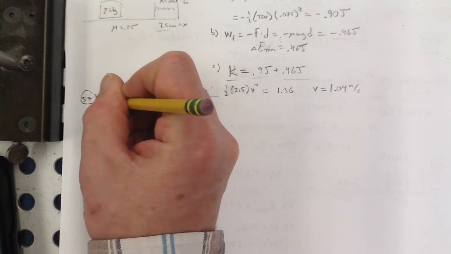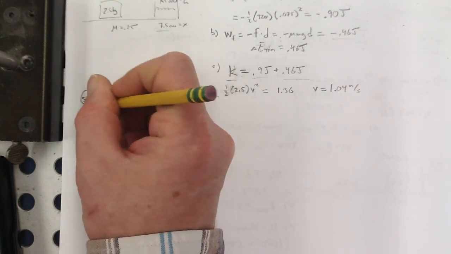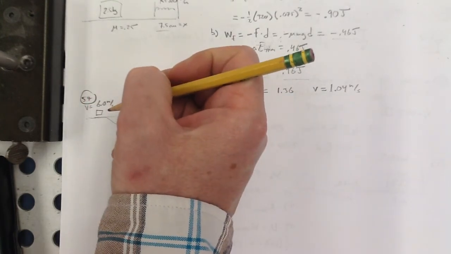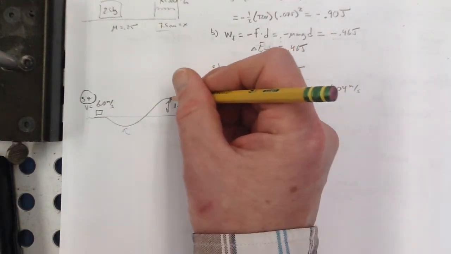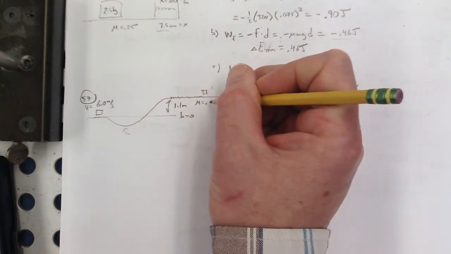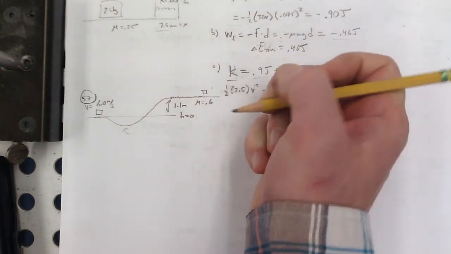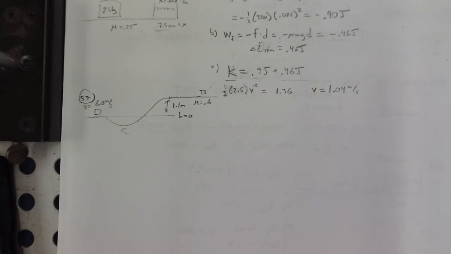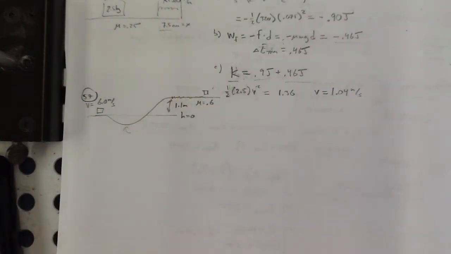Initial speed is 6. And coefficient of kinetic friction here is 0.6. And it's going to skid along some distance d. And they just want to know what that d is.